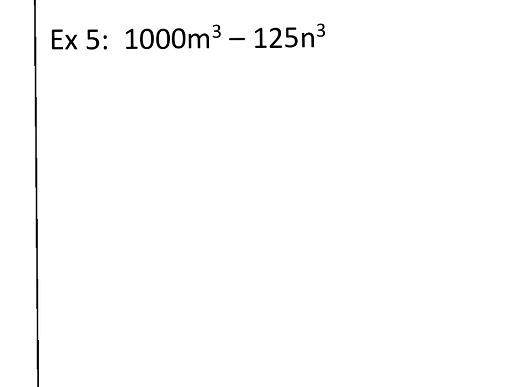Oh, I didn't hear you. 125. And when I pull out a 125, can I pull out a variable? No, because they don't have the same variable. But when I pull out a 125, what's left in the first term? An 8. Is that right? Okay. And what about negative 125 n to the third divided by 125? Negative n to the third. Okay, cool.